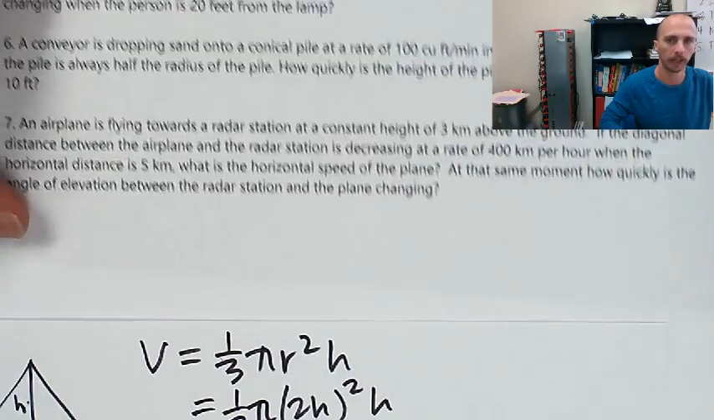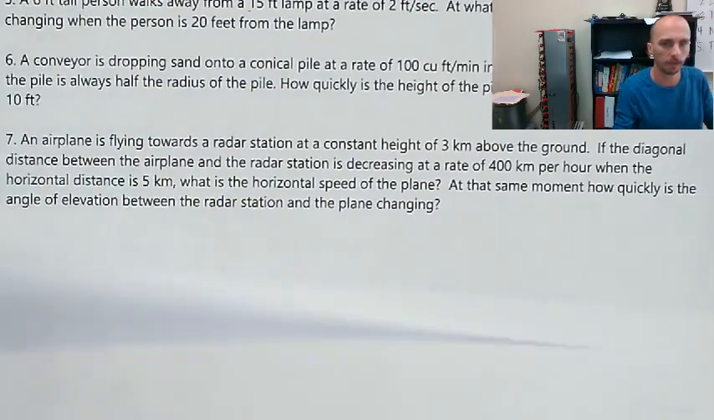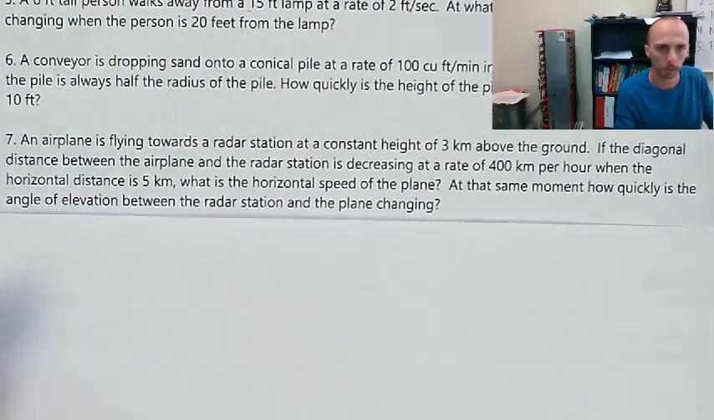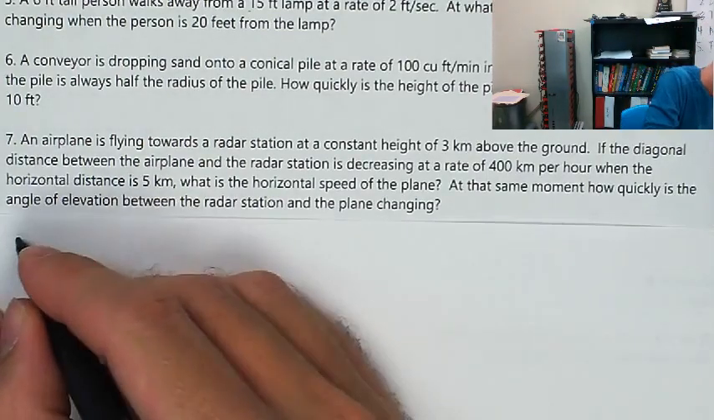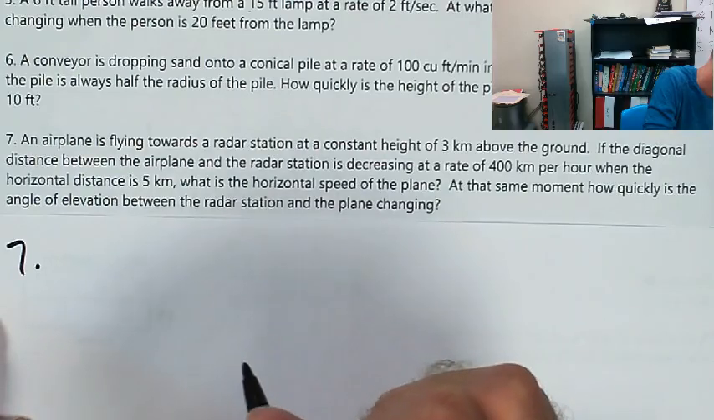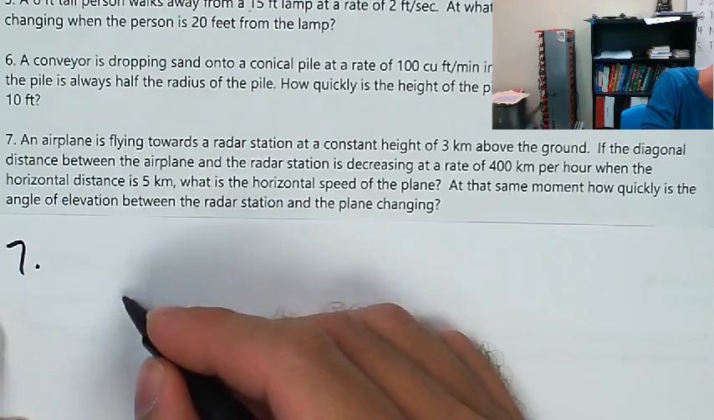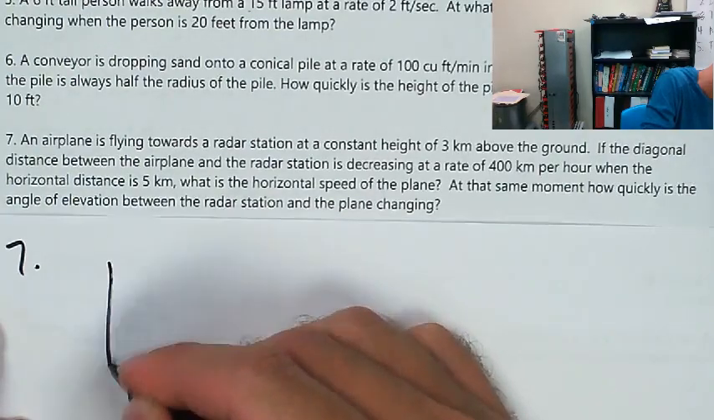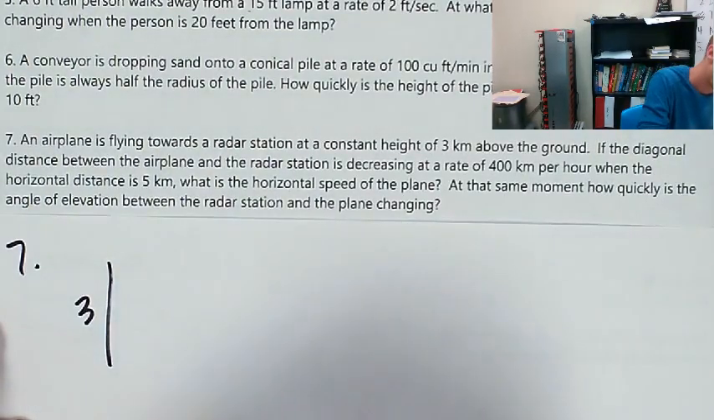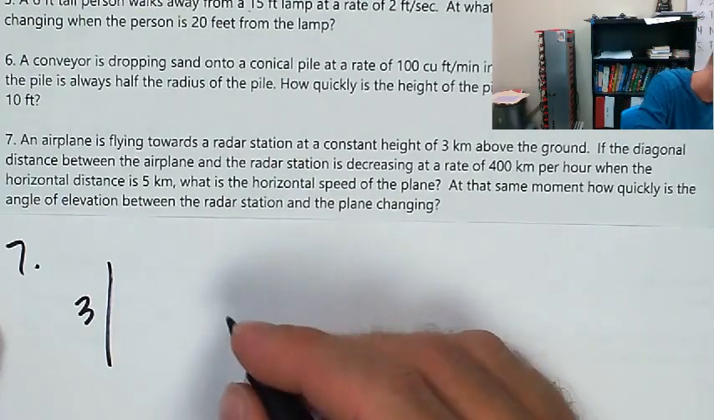All right, and the last one is, yes, an angle of elevation type problem, which is probably good for us. So an airplane is flying toward a radar station at a height of 3 kilometers above the ground. Let's say that's the height of the airplane. The diagonal distance between the airplane and the radar station. Okay, I guess we have to assume the radar station is sitting on the ground.